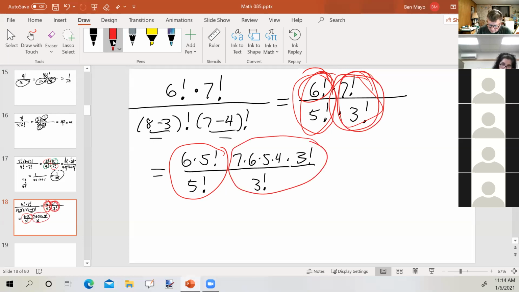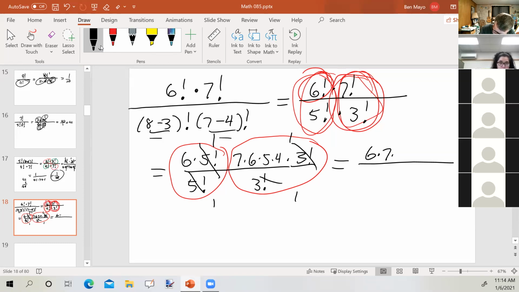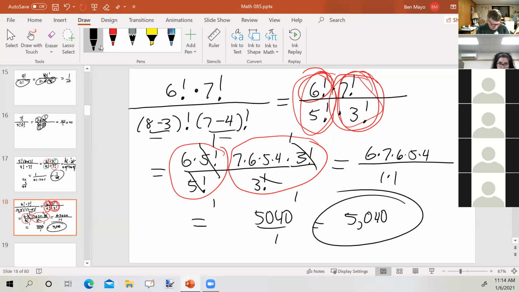Why am I doing that? So I can reduce out a 3 factorial. So now these reduce down to 1 over 1. These reduce down to 1 over 1. In the numerator, I have 6 times 7 times 6 times 5 times 4. And in the denominator, I have 1 times 1. Now I'm going to go to my calculator because I can't reduce it any further. And I'm going to say, okay, 6 times 7 is 42, times 6 is 252, times 5 is 1260, times 4 is 5040, and 1 times 1 is 1. So my final answer is 5040.